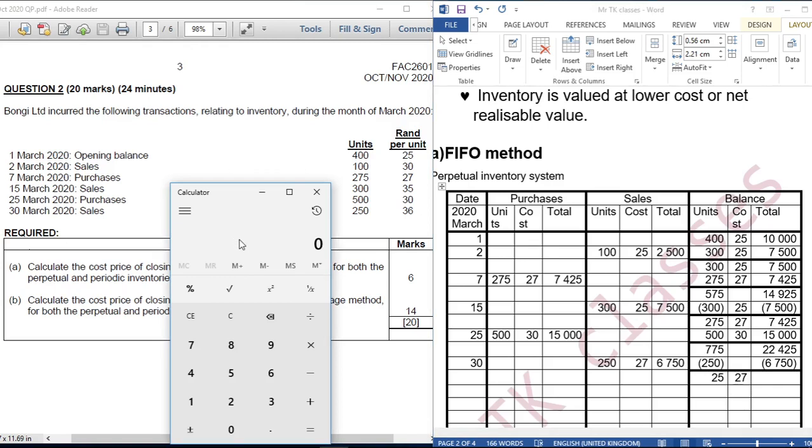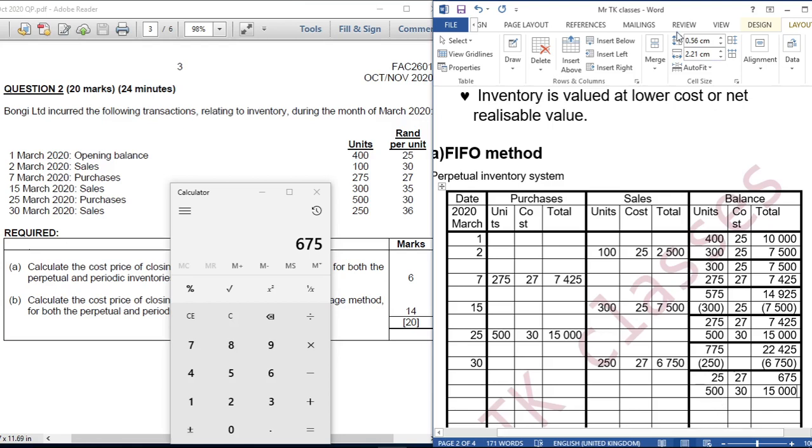So we are going to say 25 multiplied by 27, 675. Then this batch that is 500 is still there. This batch is not touched at all. It's still there.